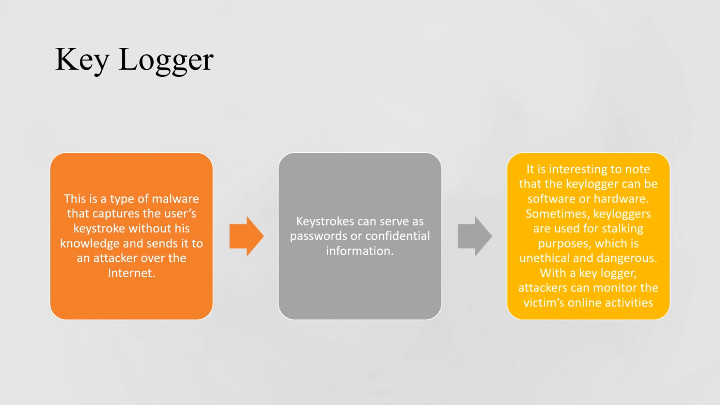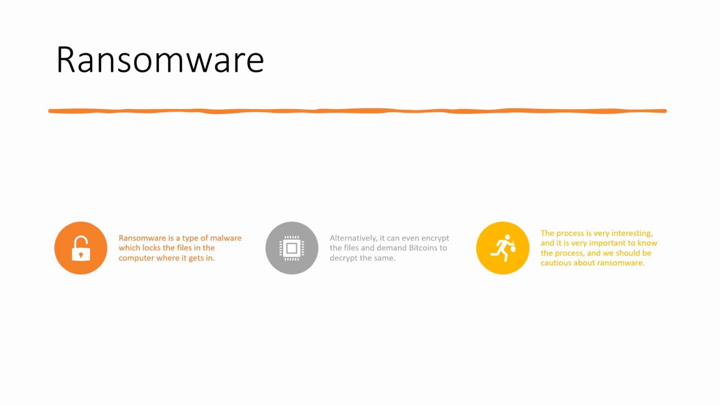The next one is Keylogger. This is a type of malware which can capture users' keystrokes without his or her knowledge, and that can be shared with the attacker over the internet. The keystrokes normally can even include passwords or confidential information including banking information. The keylogger can be software or hardware. Sometimes keyloggers are used for stalking purposes, which is very unethical and very dangerous. With a keylogger, somebody can monitor your online activities completely, and you have to be careful.